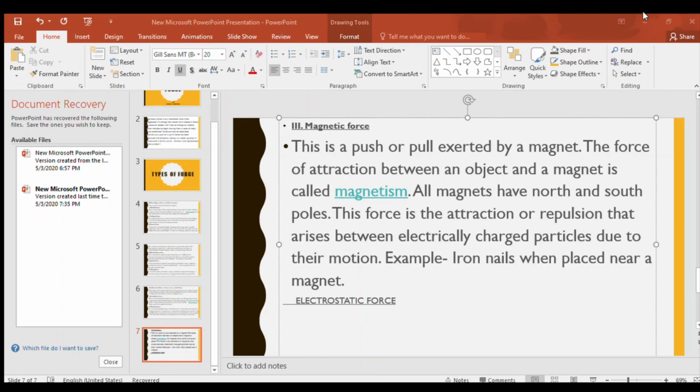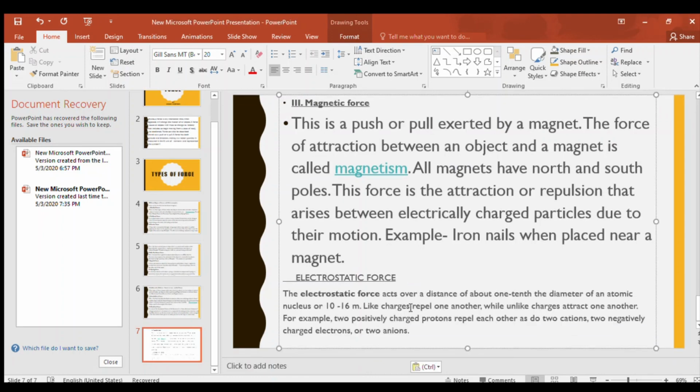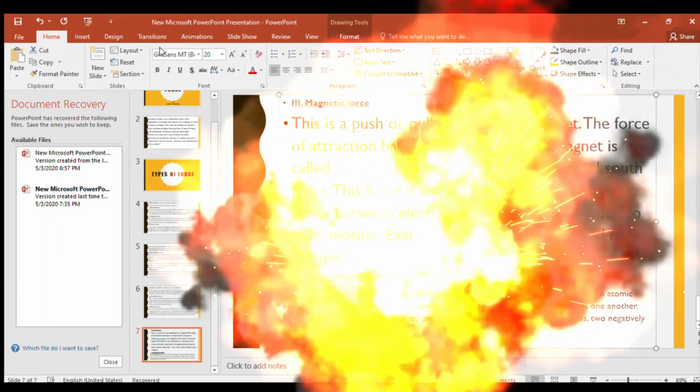So we can just paste in this thing, control V. See. So now you have understood what electrostatic force is.